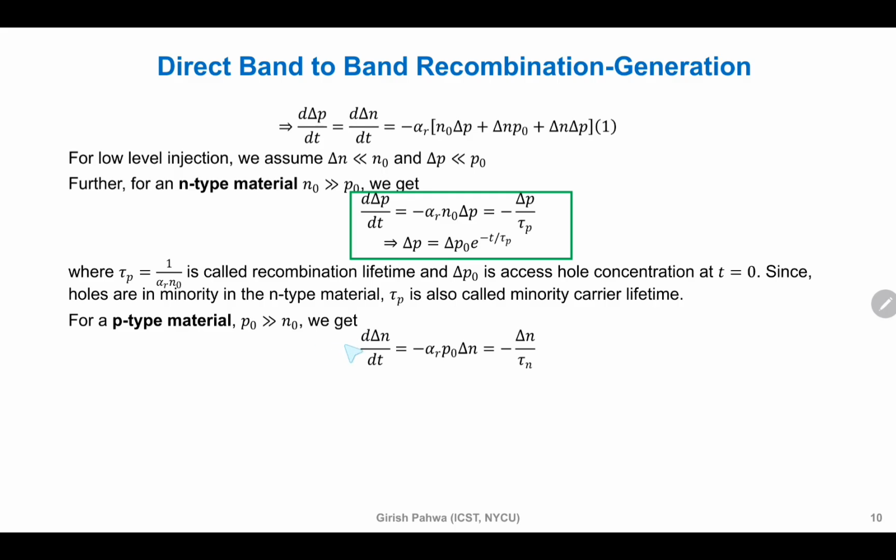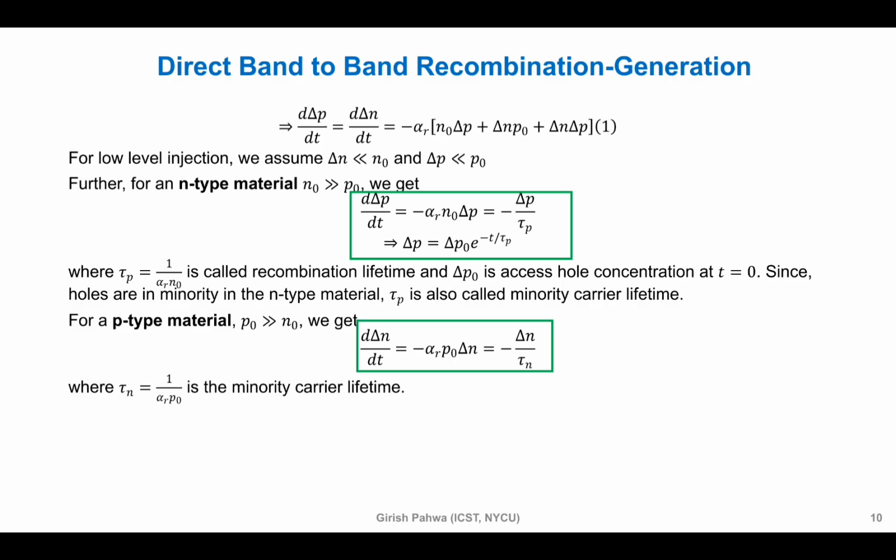It is also equal to d delta p by dt, but that doesn't matter, the hole concentration doesn't matter, right? The electron concentration contributed by the photons, that will matter. So this is minus alpha r into p naught into delta n. Let me call the inverse of that tau n, and this equals minus delta n by tau n. Tau n is called the lifetime of the electron. It's also some kind of a minority carrier lifetime.